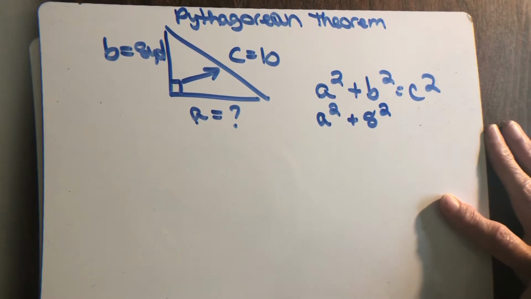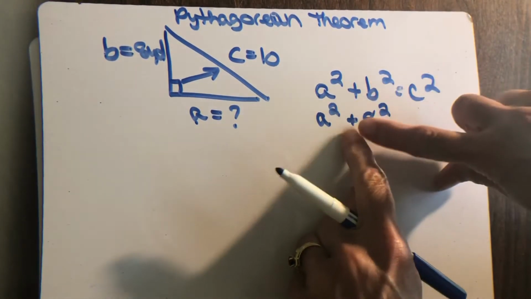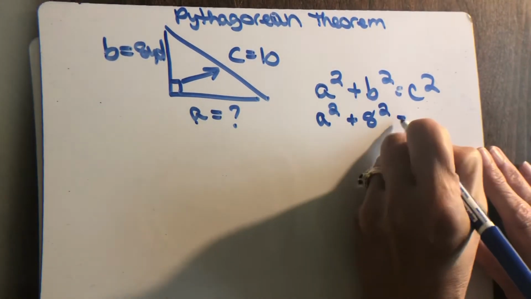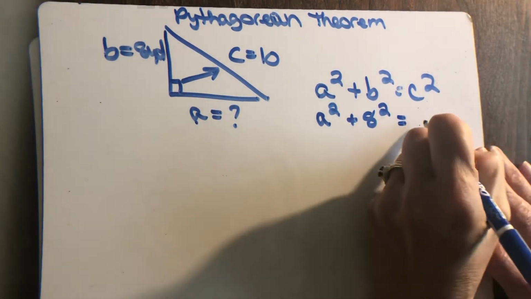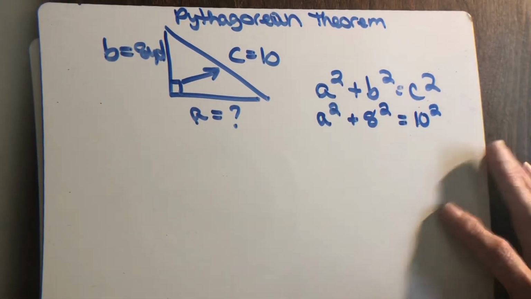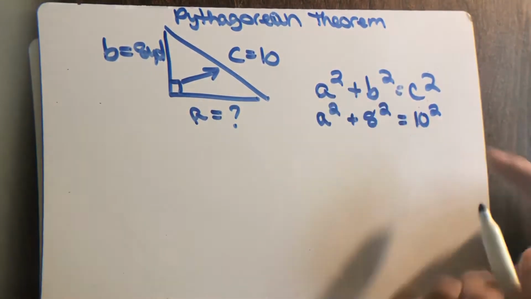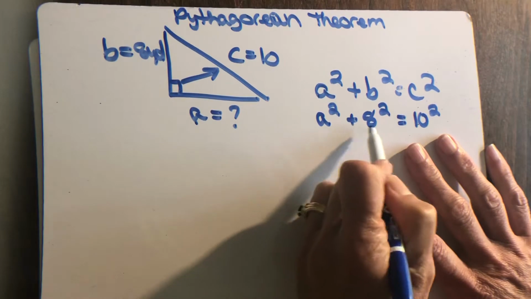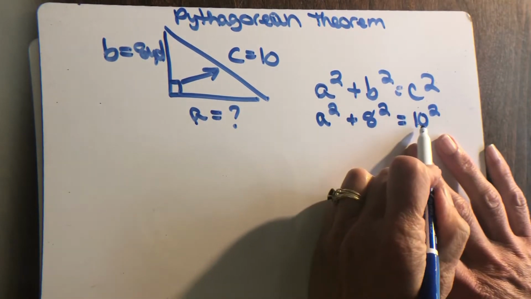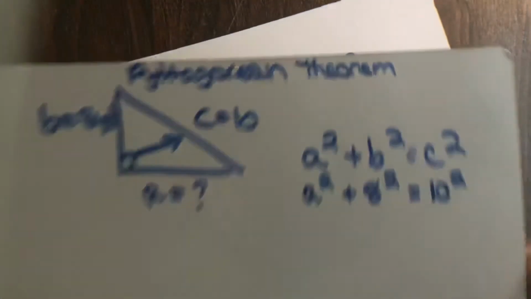Okay, so that's B squared. Remember the squared and the plus signs, that's all part of the formula, so don't take it out. Then C is 10, so it comes in as 10 squared. Watch your 2's, they have to be up in the air. Alright, now looking at this, A squared plus 8 squared equals 10 squared. That looks different than our last problem.